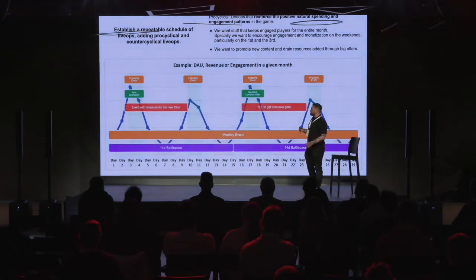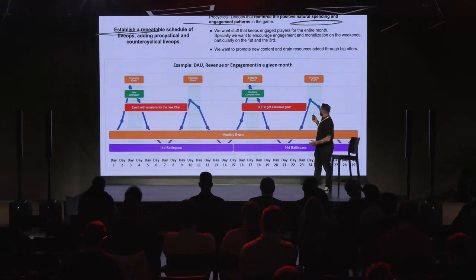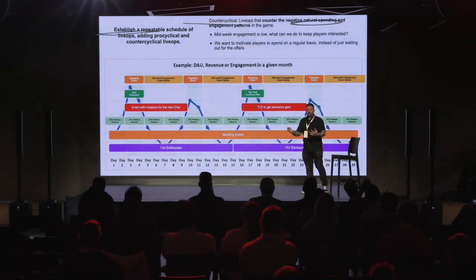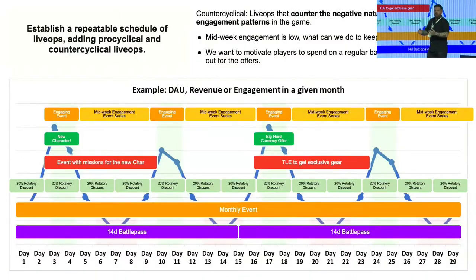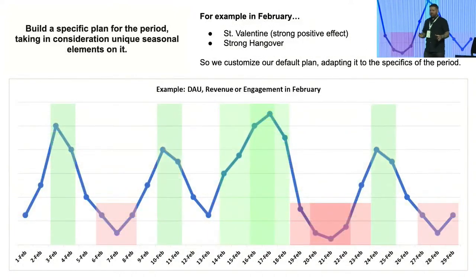But then you also want to do the other way around. Okay, we see that the performance is quite low in the midweek, so I'm going to try to counter that. We're going to put events like, for example, rotatory discounts, so that players need to monetize every day of the week, or they can find reasons to monetize, as well as a series of events that make them engage on the days where they would not be as engaged.